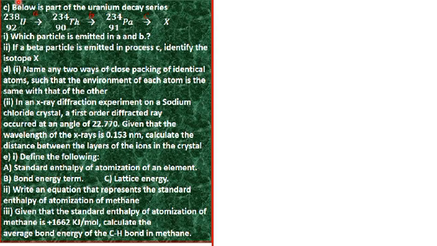Okay, the part that we have here reads that below is a part of the uranium decay series. They're asking which particle is emitted in A and B. So friends, this is not even a question, because knowing full well that in an alpha decay, if an alpha particle is being emitted, it means that the mass number has to decrease by 4, and the atomic number has to decrease by 2. In this case, we have 238, we have 234. Mass number has decreased by 4. Atomic number has decreased by 2.